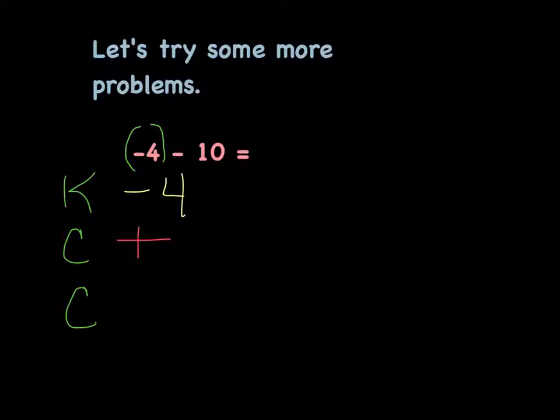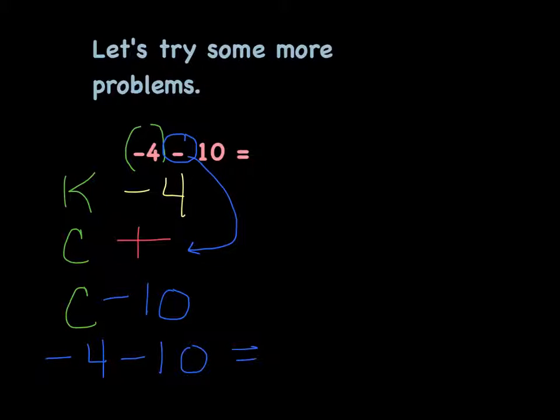Now this is an important part. We've already changed the subtraction to addition in this part of our process. So the 10 that we're working with is positive. So when I flip the sign of the +10, I end up with -10. So we see that -4 minus 10 is the same thing as -4 plus -10.